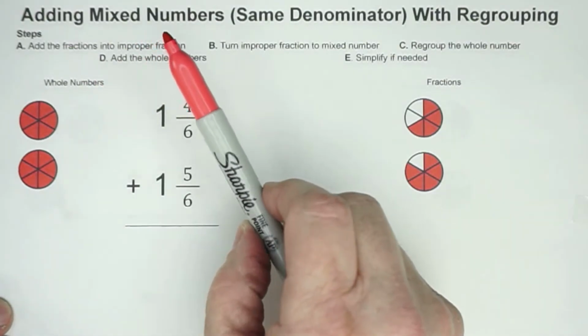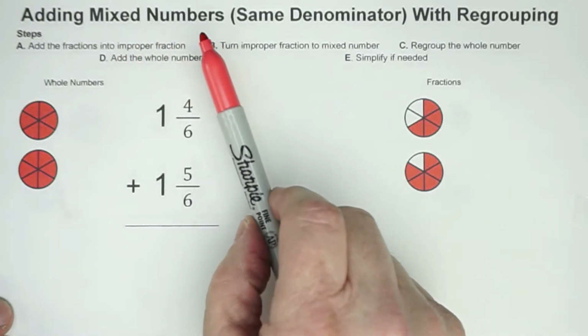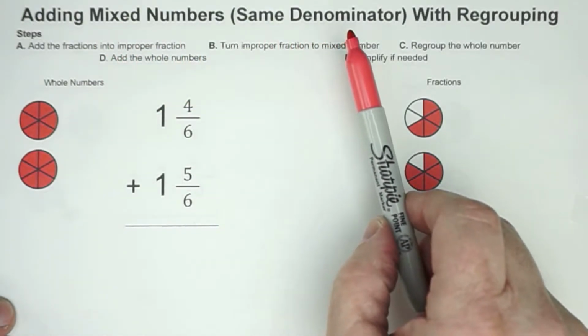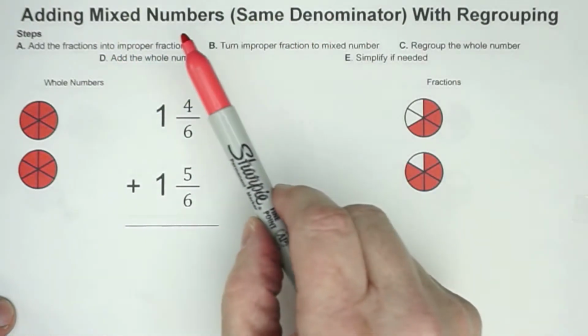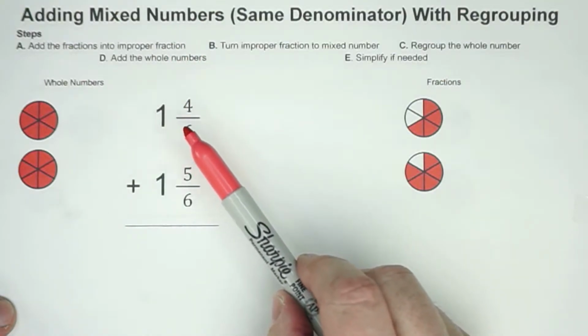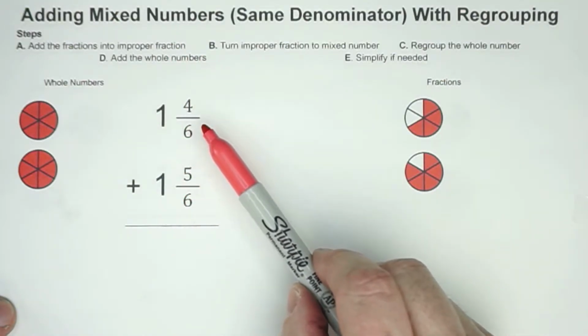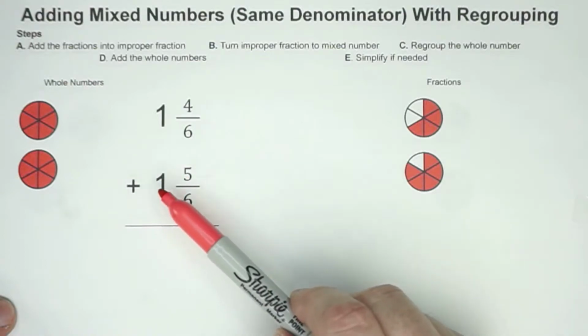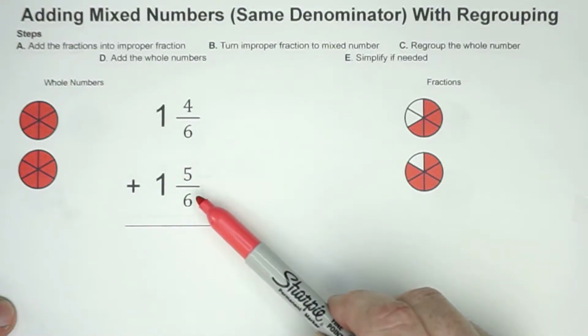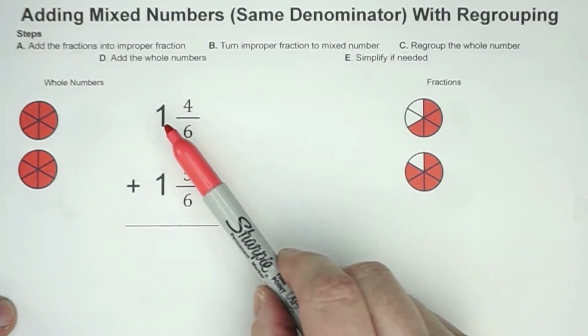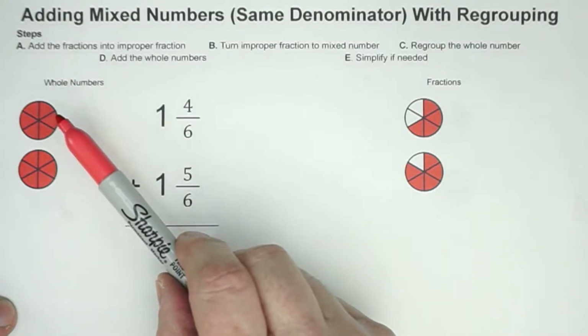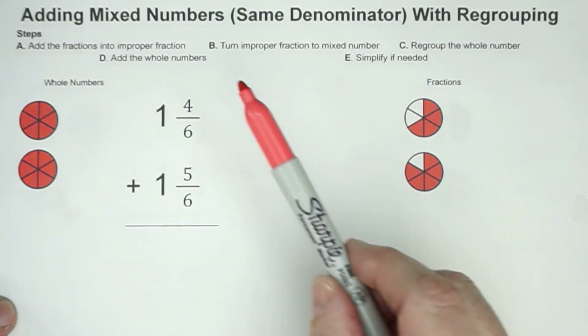Our lesson today is adding mixed numbers that have the same denominator with regrouping. So mixed numbers, two examples here. 1 and 4/6 is a mixed number, plus 1 and 5/6 is also a mixed number, and it just has a whole number, which is represented by the model here, and a fraction. That's what a mixed number is.